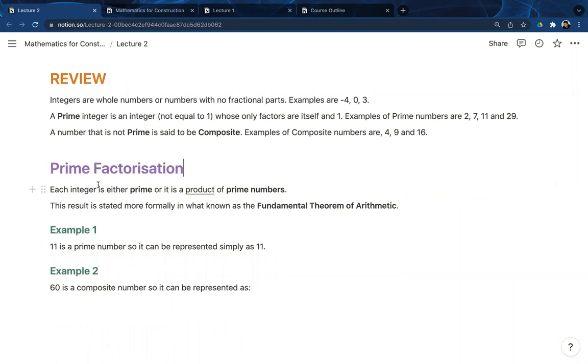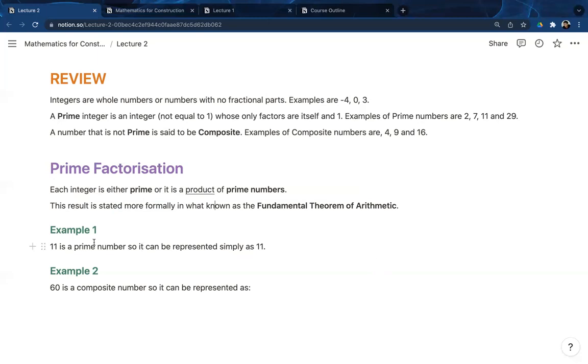Prime factorization is about splitting up a number into a product of prime numbers. So the idea is that an integer is either prime or is a product of prime numbers. Composite numbers are products of prime numbers. This result is stated more formally in something called the fundamental theorem of arithmetic. You could Google these things on Wikipedia, right?